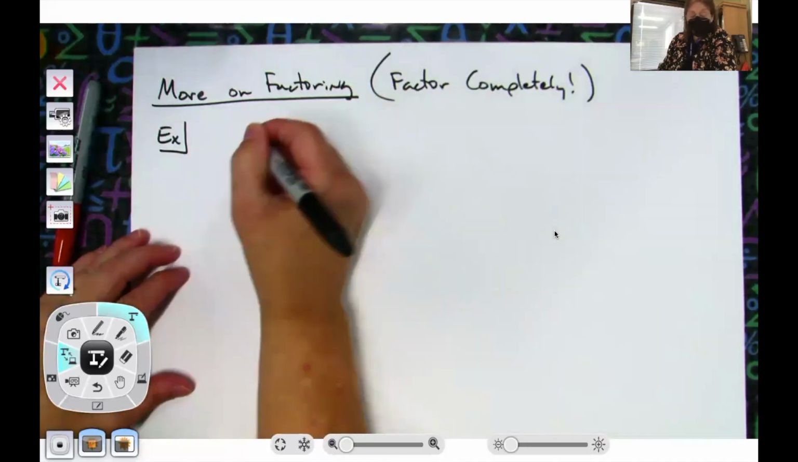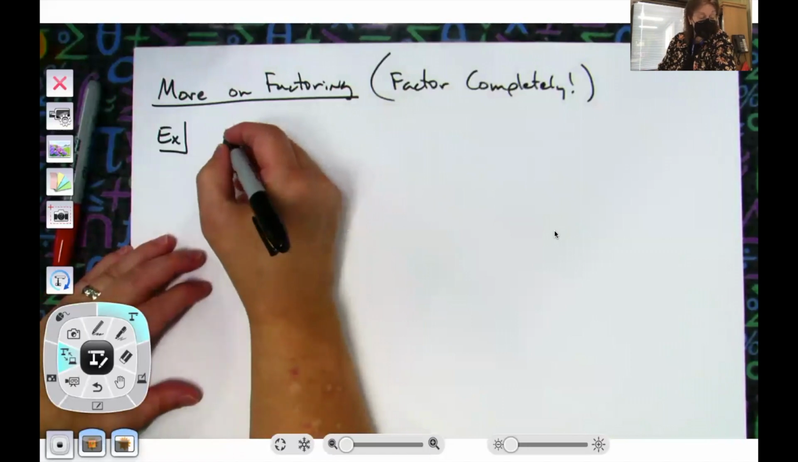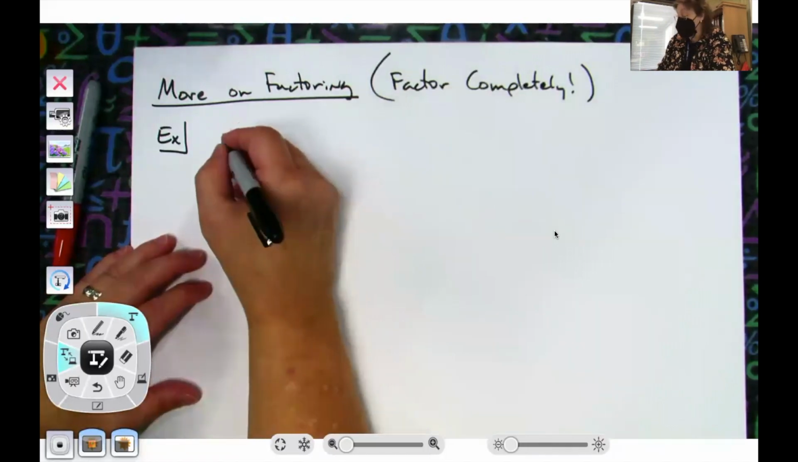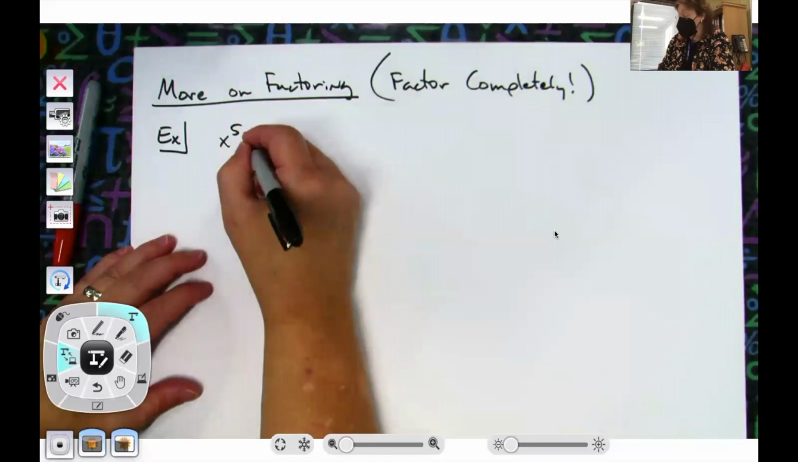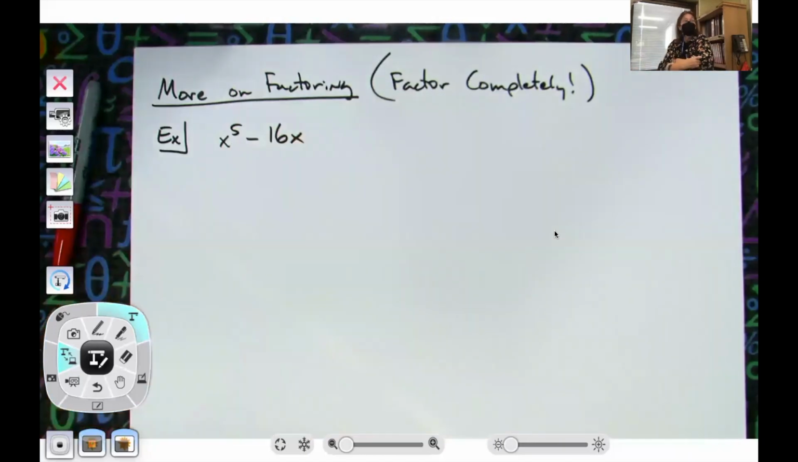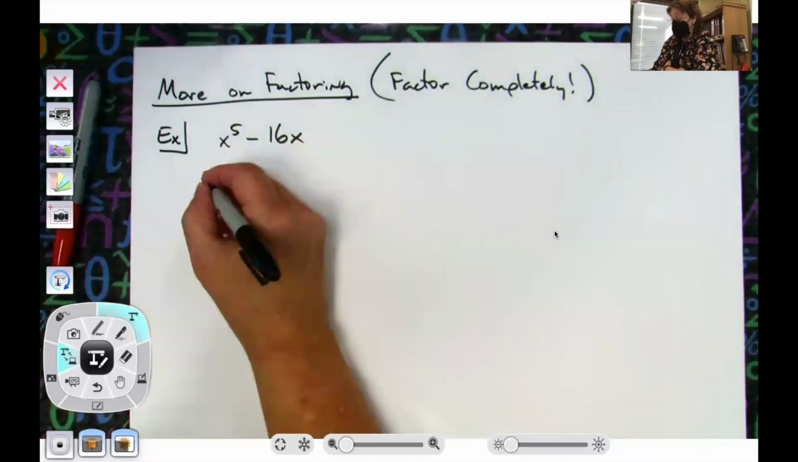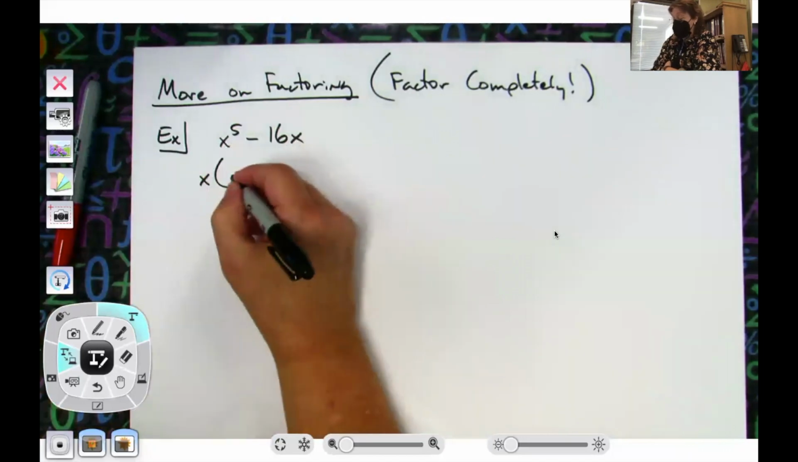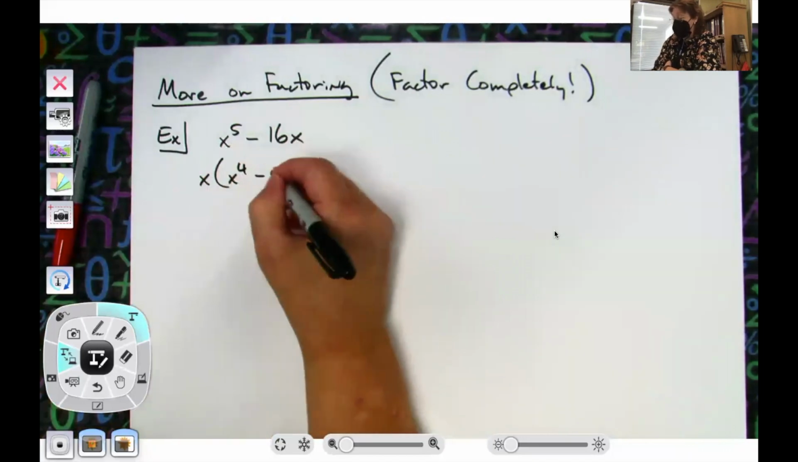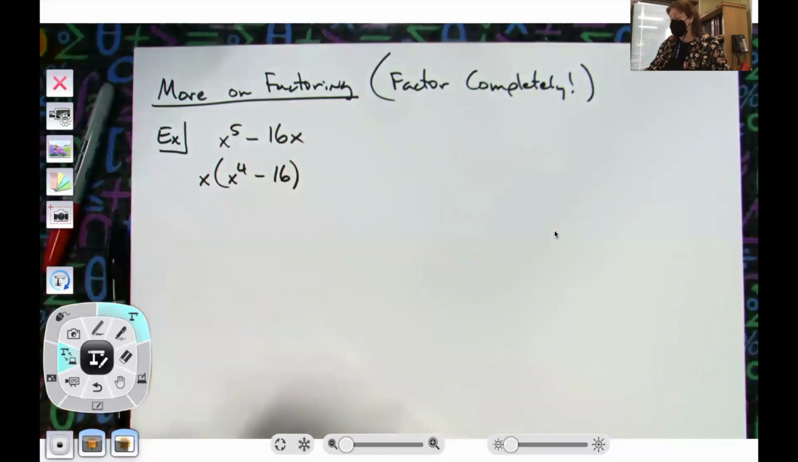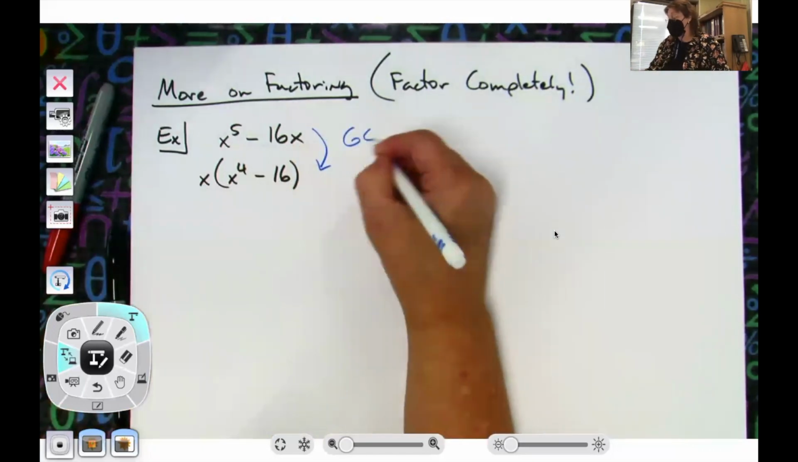Okay, so you're going to see things like, let's do this one. Let's do x to the 5th minus 16x. Initially I see two terms. They're not perfect square roots, so take out greatest common factor. They both can have an x taken out, so I can take out an x. That'll leave me with x to the fourth minus 16. So what I did there was greatest common factor.